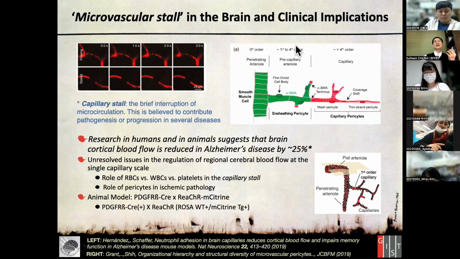And here's the diagram of the vessel structures from the zeroth order to first, second, third. And you can see some of these green labeled ones, so-called pericytes. And there's a big debate about whether pericytes are controlling this capillary flow at the single capillary level or not.